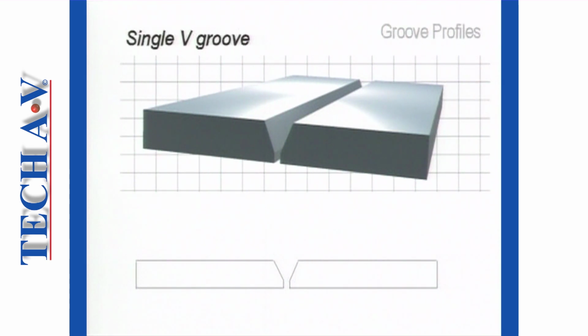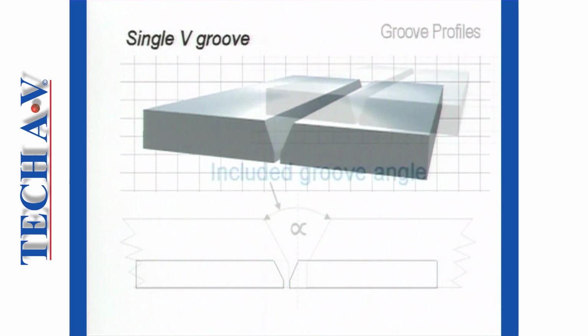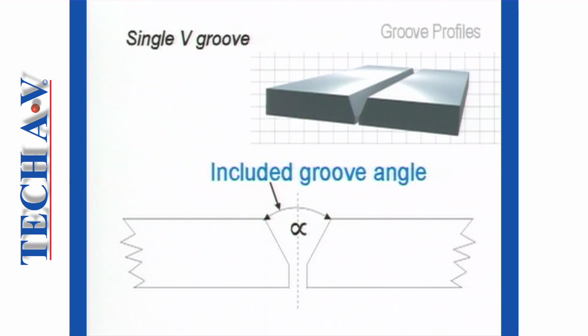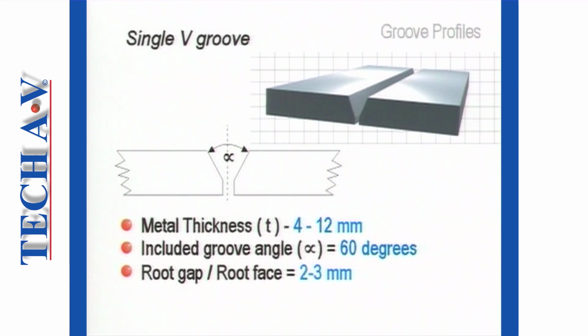The next example is called a single V-groove. Both edges are beveled, and when fitted up will produce a combined angle known as the included angle. The V-groove is normally used with metal sections over 4 mm and up to 12 mm. Typically, the single V-groove is prepared with an included angle of 60 degrees. The root gap is normally 2 to 3 mm, and the root faces are also set at 2 to 3 mm. The single V preparation is intended for welding on one side.